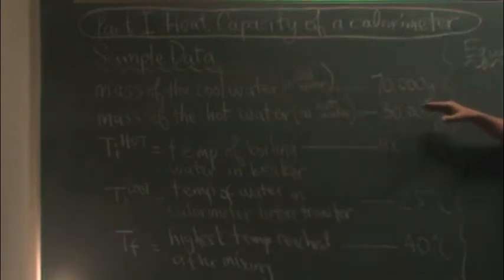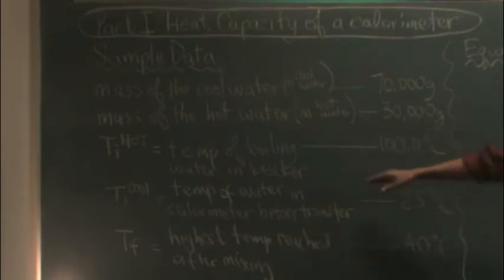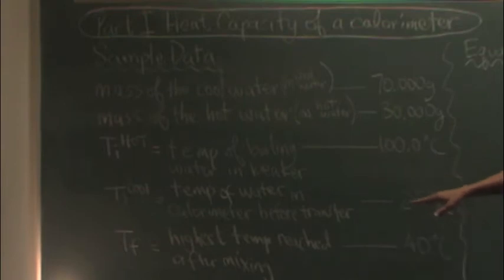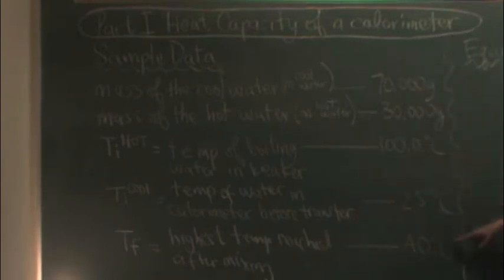You should have the mass of cool water. Here's just a sample number. You should have the mass of the hot water, around 30 grams in this example. The initial temperature of the boiling water better be around 100. And then you have the initial temperature of the cool water, that's somewhere around room temperature. And then you should have the highest temperature reached. So you mix these two, you should have a number in between them. We're going to use all of these numbers to do some calculations.